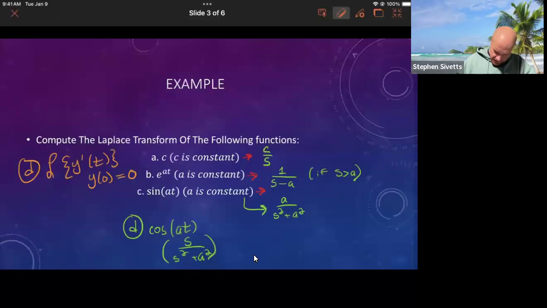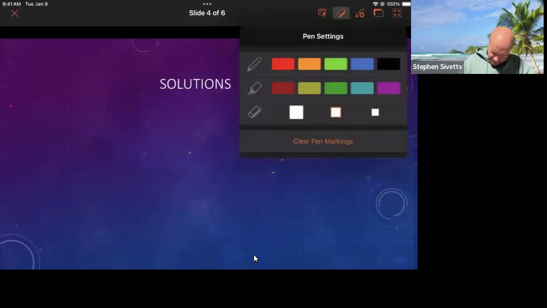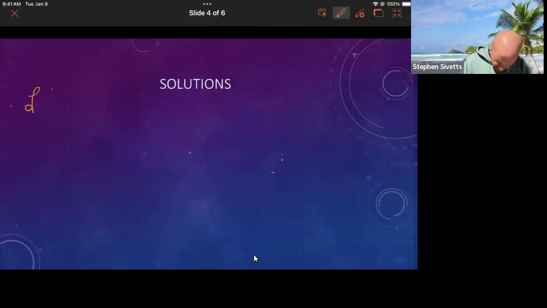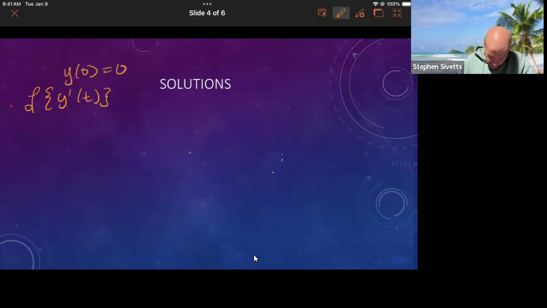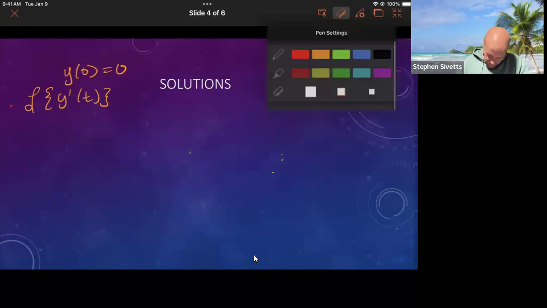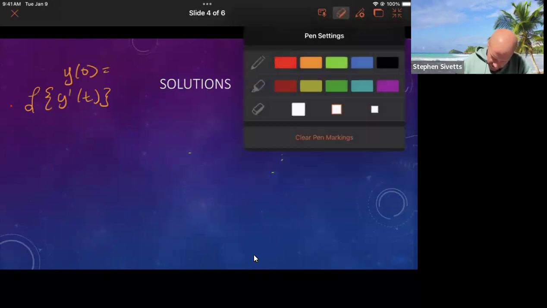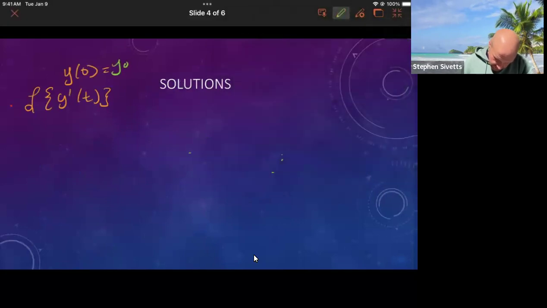So we're going to look at how we would compute the Laplace transform of the derivative of y of t. Okay, and we know an initial condition, let's say y naught. It doesn't have to be zero, but it could be any other constant, right? So this equals the integral of y prime of t times e to the negative st dt.